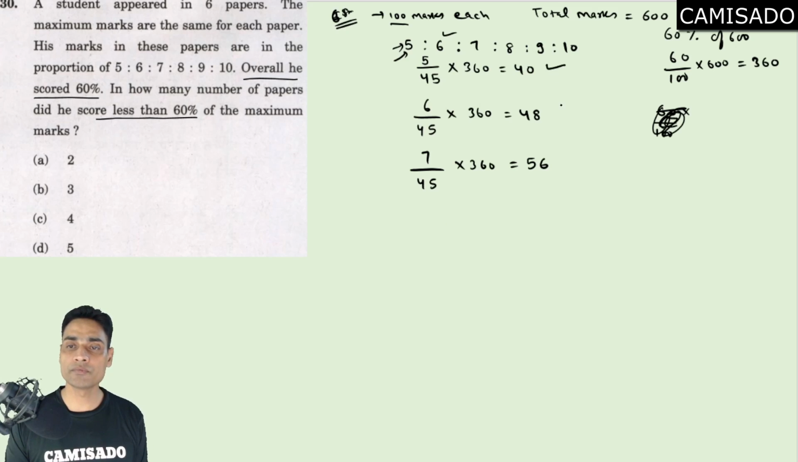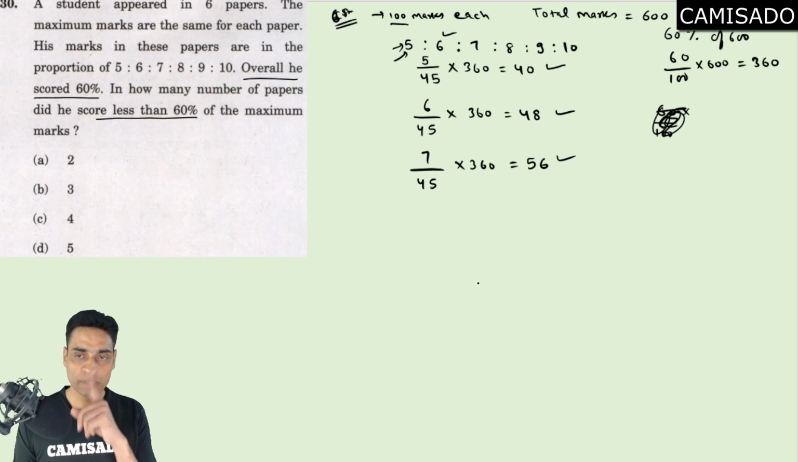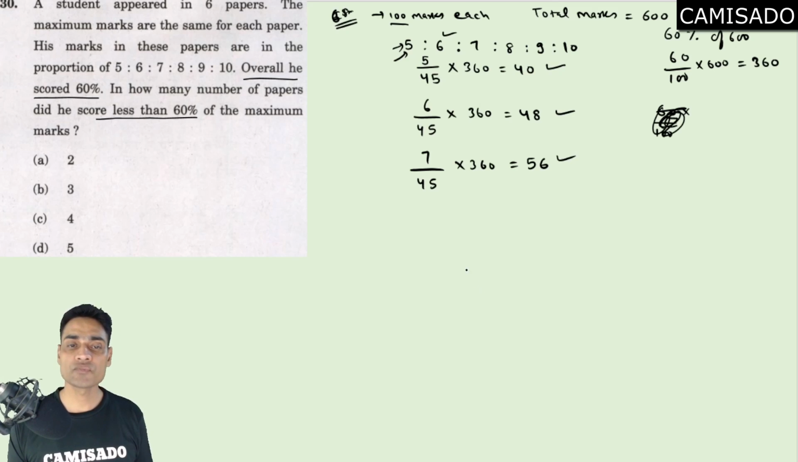So in three papers, the student is getting less than 60% marks. We have taken 100 marks, therefore 40, 48, and 56. These are all less than 60. Another way is also there.